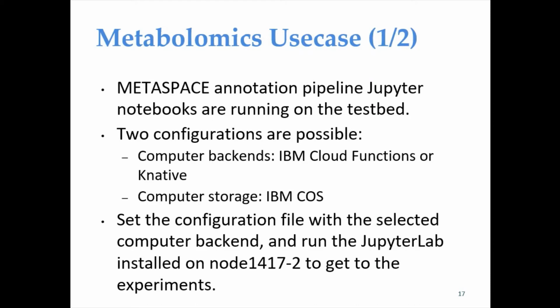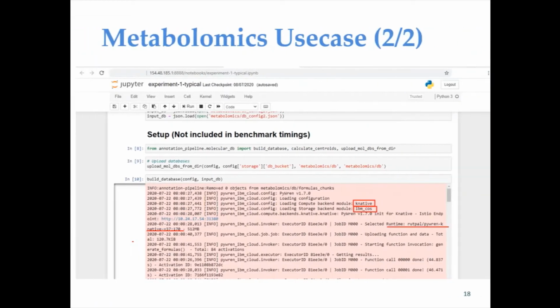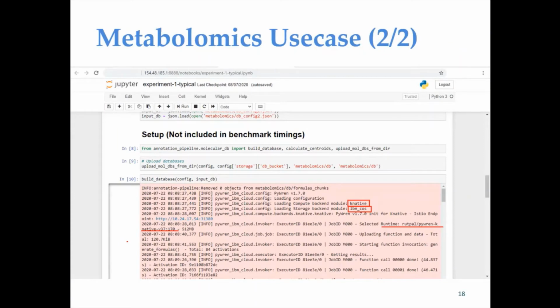Finally, Metaspace Annotation Pipeline Jupyter notebooks are running on the testbed from our Metabolomics use case. 2 configurations are possible for the compute backend, either IBM Cloud Functions or the Knative running on the testbed. The compute storage is the IBM host. Once the configuration file is set, you can run the experiment from the Jupyter Lab installed on node 2, as displayed in the image.